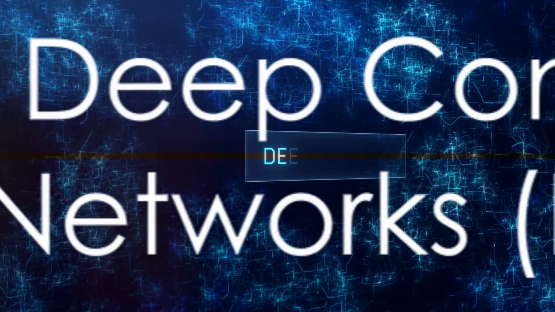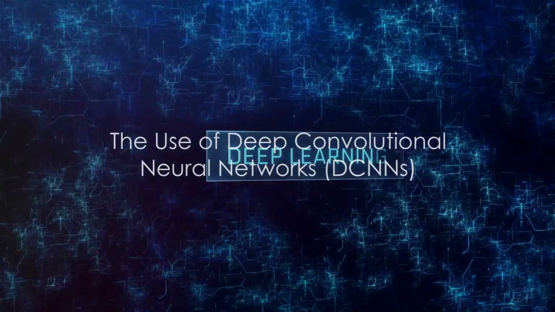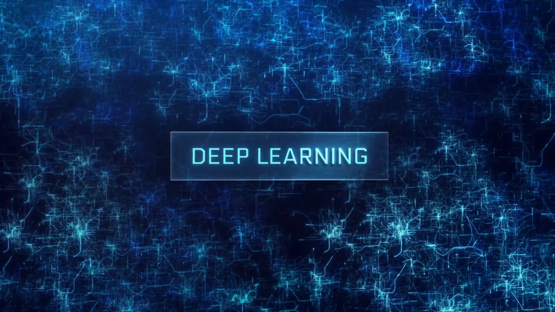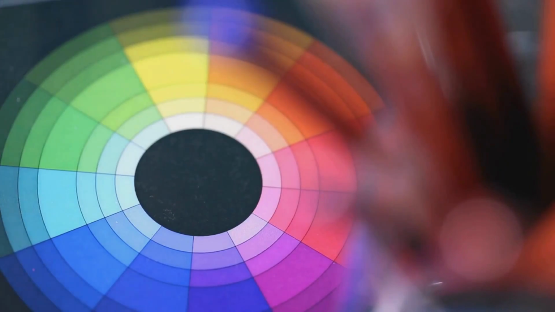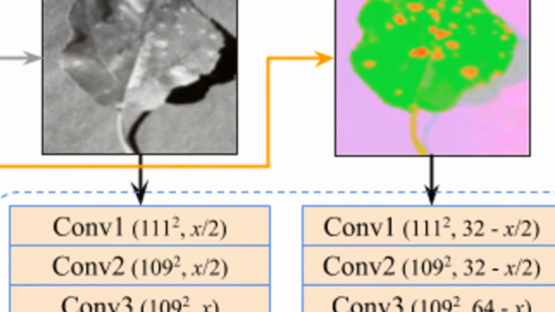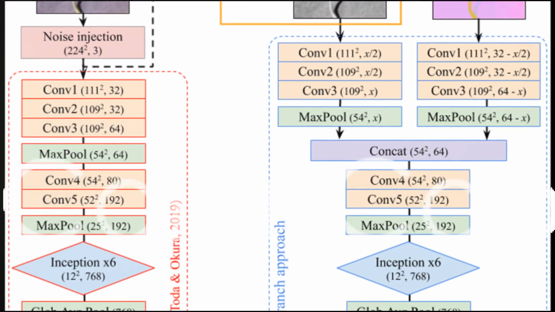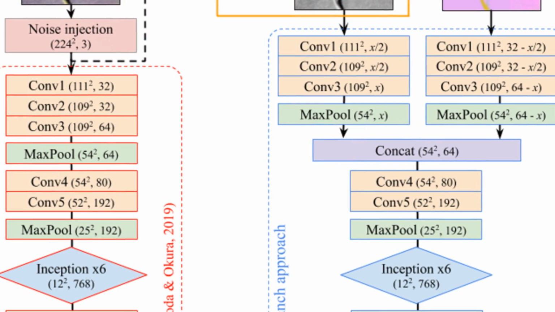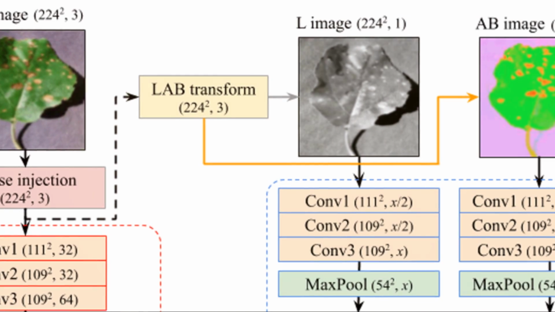For a while now, deep convolutional neural networks, or DCNNs, have been successfully utilized for plant disease detection. The classic approach involved feeding a DCNN with one branch of red, green, blue, or RGB color coordinates. However, there is a better and more efficient approach. Instead of RGB color coordinates, a new proposition sees the DCNN being fed with CIE Lab color coordinates.